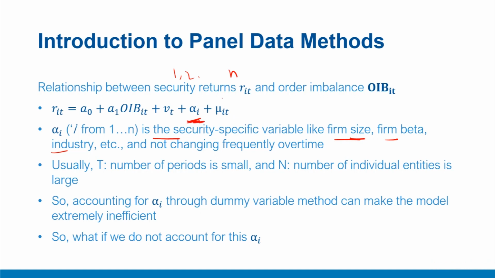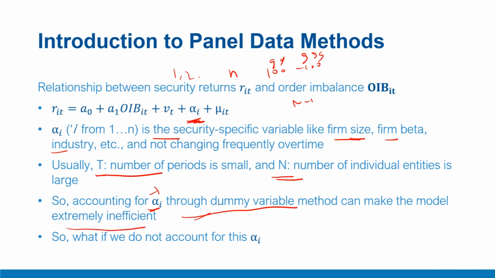In general, and also in this example like we discussed, this T period is rather small, while the number of entities like securities in this case is rather large. So it is quite easy to model this T through dummy variable approach. But imagine, for example, if you have 100 to 1000 securities and you put N-1 dummies, for example 99 or 999 dummy variables, that would make the model extremely unparsimonious. And therefore accounting for this alpha i, or what we also call in technical terms unobserved heterogeneity, through dummy variable method can make the model extremely inefficient.